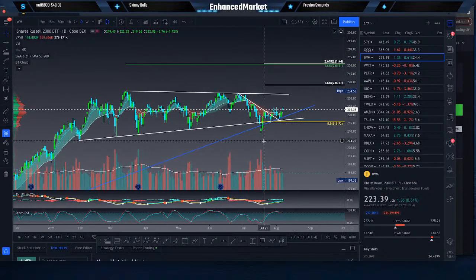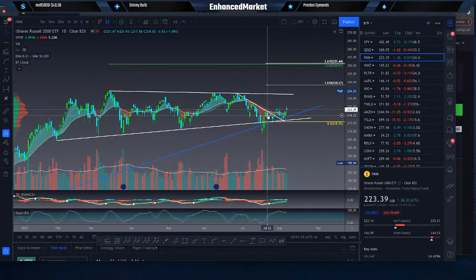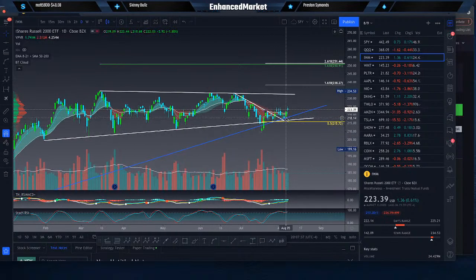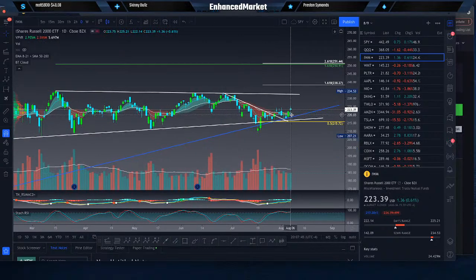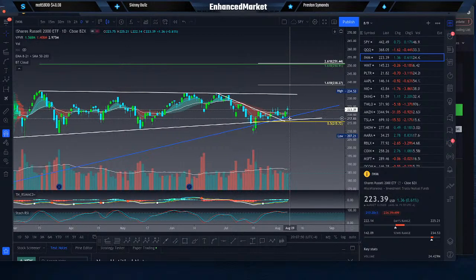We faked out before the breakdown here, and then we created 2 higher highs. So we have this reversal, and then we have a higher high and another higher high. And now on the daily, we are very close to getting an 8/21 EMA cross. So that would be very, very bullish.